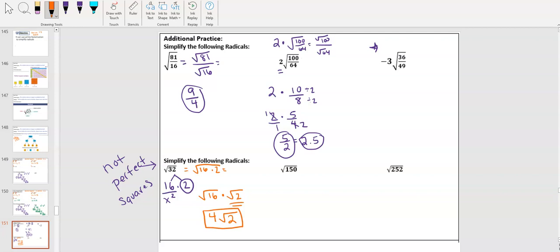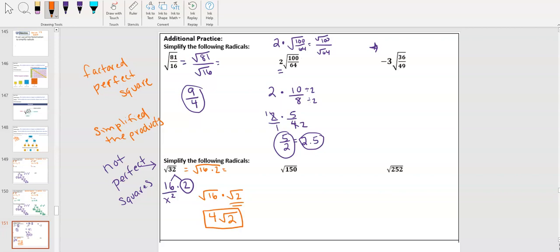Okay, so again, we factored out a perfect square. And then we basically just simplified the products. Those are kind of my steps for simplifying a radical.